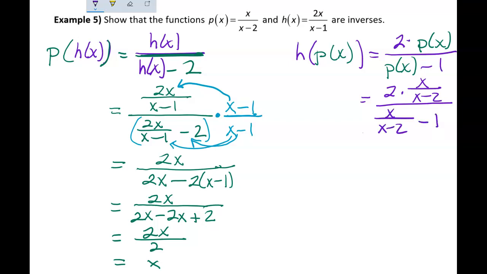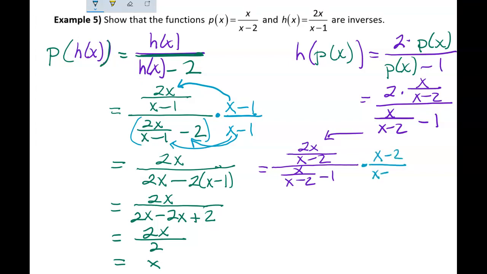All right, let's scoot that over a little bit. Let's simplify the numerator first. Remember that when you multiply a fraction times a whole number, that multiplication multiplies into the numerator only, not the denominator. So 2x over x minus 2. Downstairs, x over x minus 2 minus 1. Now we'll have to simplify this complex fraction by multiplying the numerator and denominator through by x minus 2.